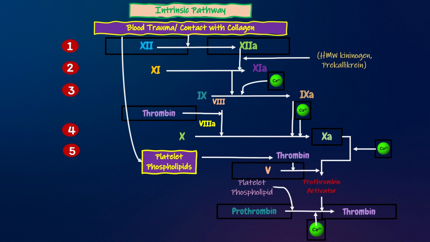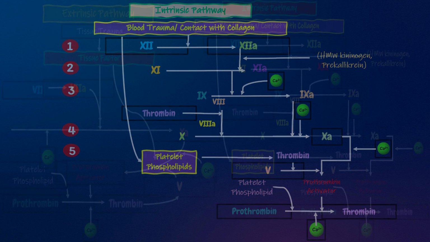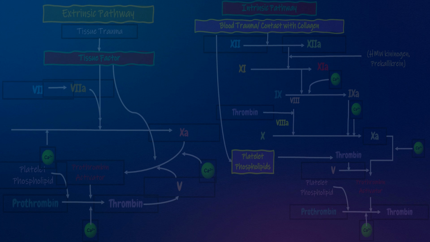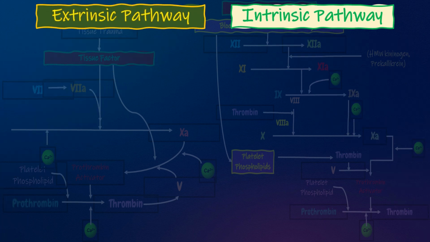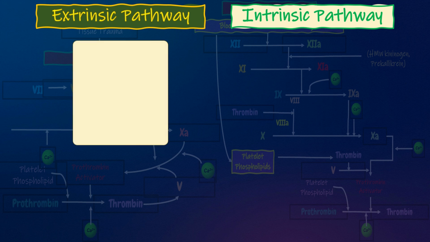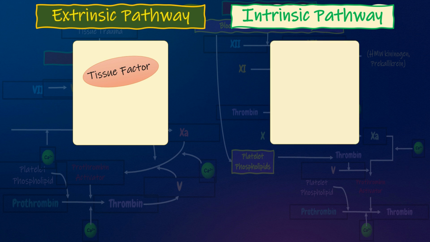Now, let's discuss the interaction between extrinsic and intrinsic pathways. Summary of blood clotting initiation. It is clear from the schemas of the intrinsic and extrinsic systems that after blood vessels rupture, clotting occurs by both pathways simultaneously. Tissue factor initiates the extrinsic pathway, whereas contact of factor 12 and platelets with collagen in the vascular wall initiates the intrinsic pathway.